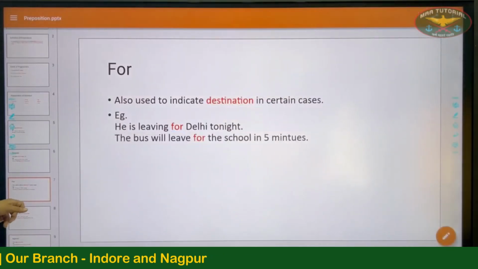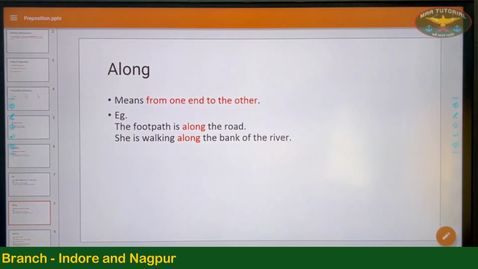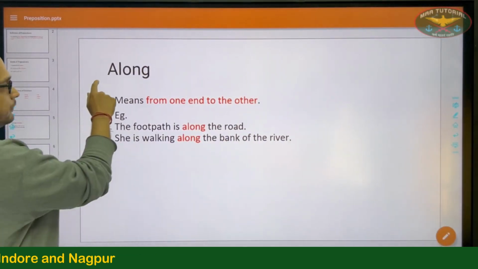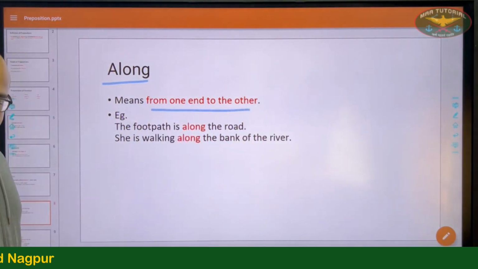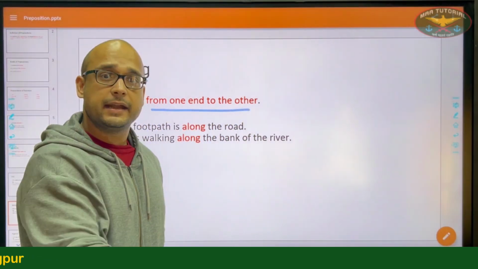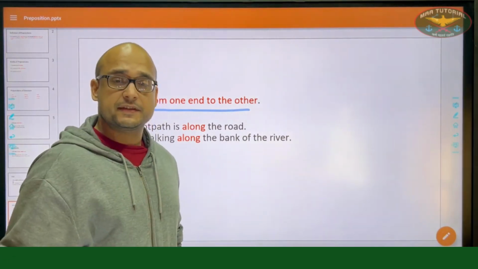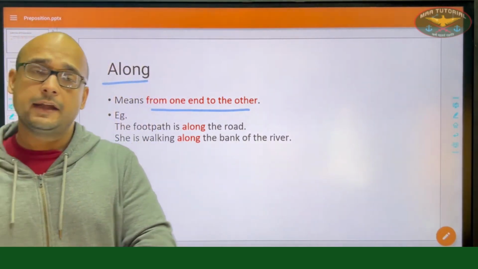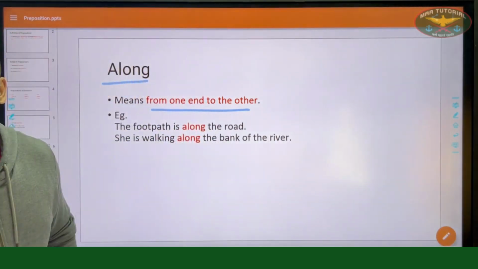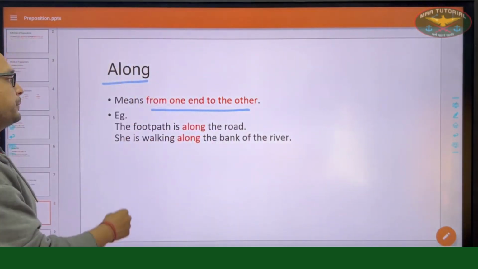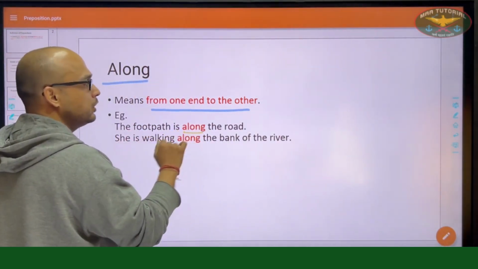Let's move on to our next preposition of direction, along. Now this means from one end to the other, alongside it, with something. If you are moving from one end to another end of something with it, then we say you are going along that thing. For example, the footpath is along the road.